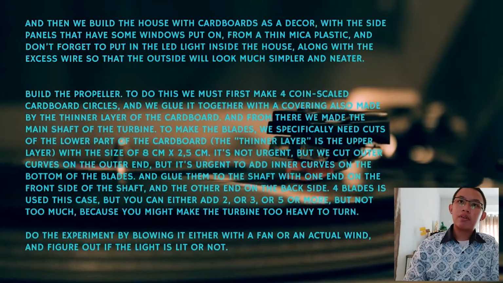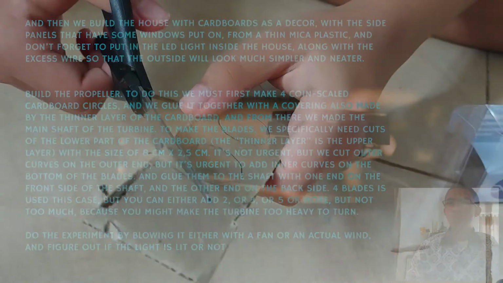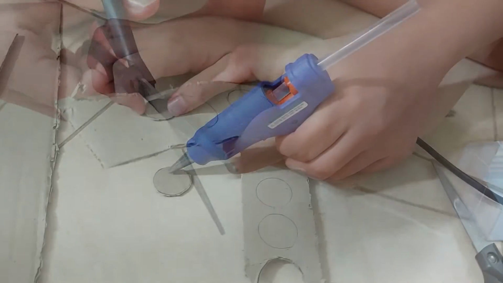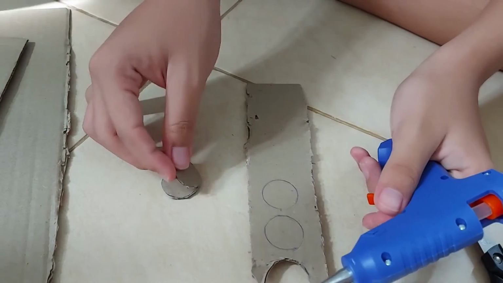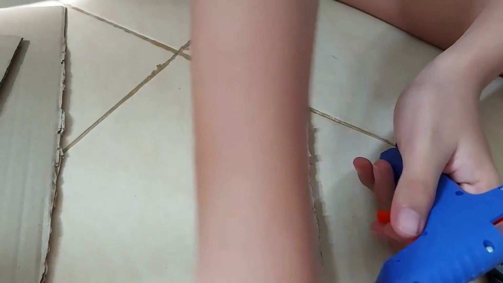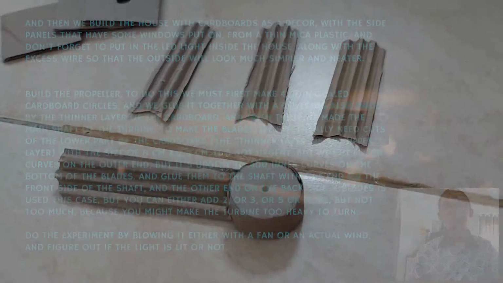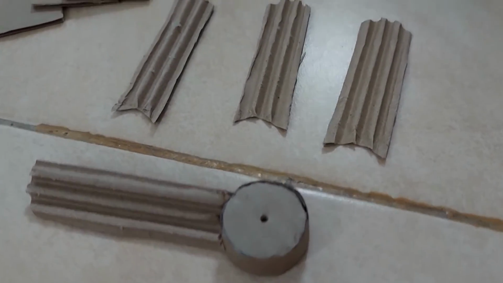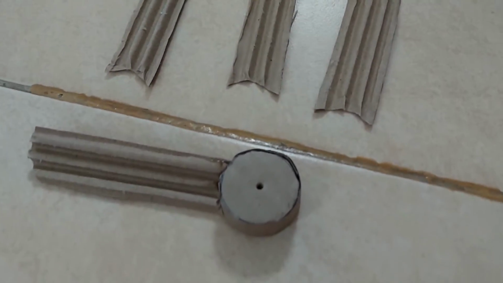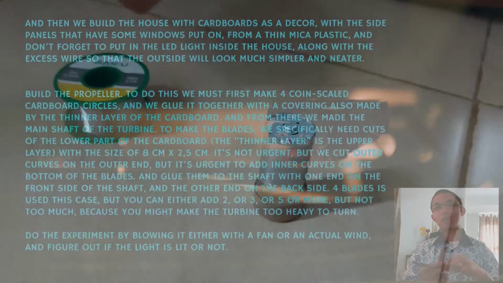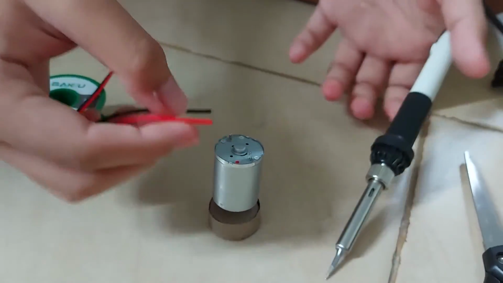Build the propeller. To do this, we take 4 coin-sized cardboard circles and glue them together with a covering also made from a thinner layer of cardboard. And from there, we made the main shaft of the turbine. To make the blades, we specifically need the cuts for the lower part of the cardboard. The thinner layer is the upper layer, with a size of 8 cm times 2.5, which is just like what I mentioned earlier, specifically 8 times 2.5.